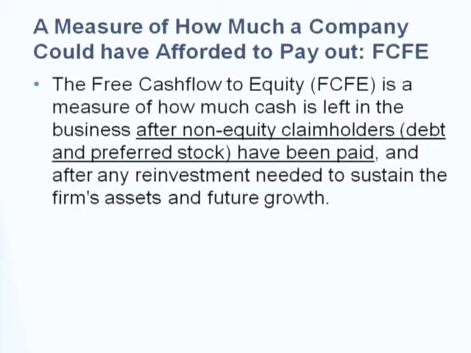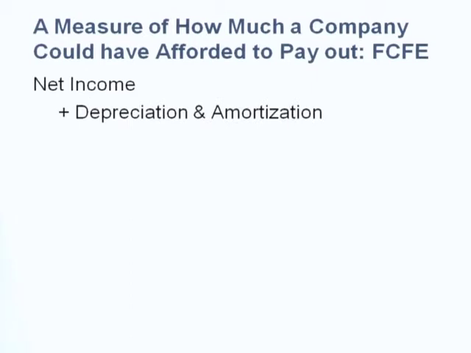So as a measure of how much a company could afford to pay out, how do you find that? You have to find what we call free cash flow to equity. This free cash flow to equity is the cash flow that is available to common stockholders. And here is the formula to get free cash flow to equity.